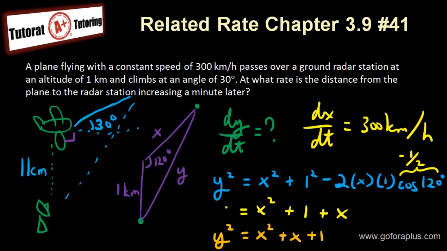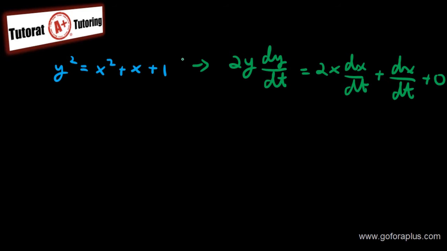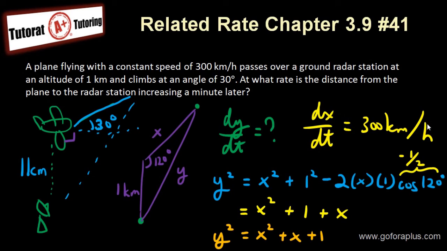Now, let's do the derivative on this equation. So y squared equals x squared plus x plus 1. The derivative of this is going to be 2y dy over dt, and that's what we want to find, equals 2x dx over dt plus dx over dt plus 0, right? 1 is constant, so its derivative is 0. Now, we need to plug in all the numbers, because we want to isolate dy over dt. Do we know what is y? Do we know what is x? Do we know what is dx over dt? We know dx over dt, which is 300 kilometers per hour.